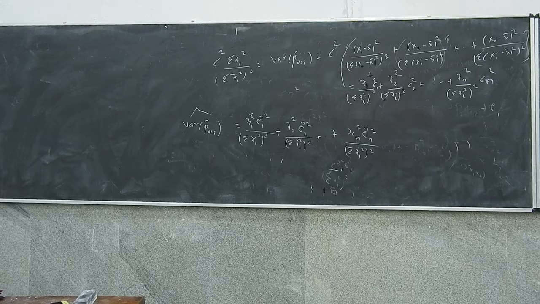This is called White's heteroscedasticity consistent standard errors. They are called White's heteroscedasticity consistent standard errors. Why are they called heteroscedasticity consistent?